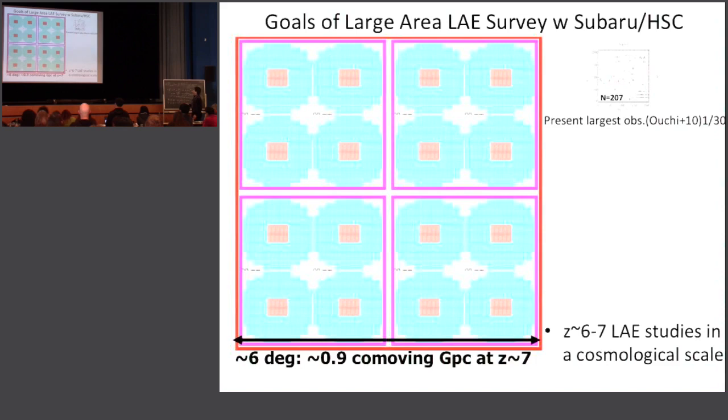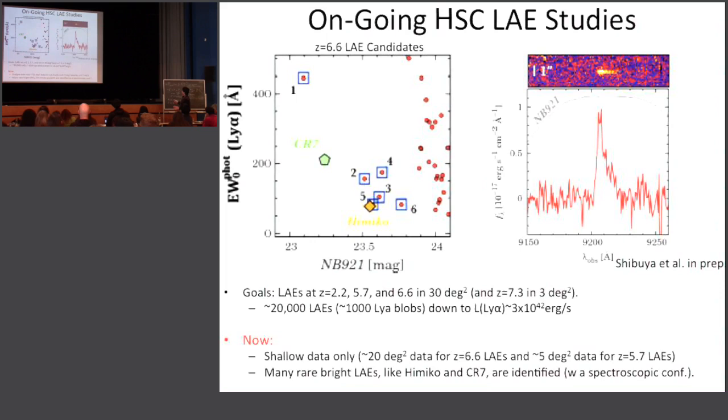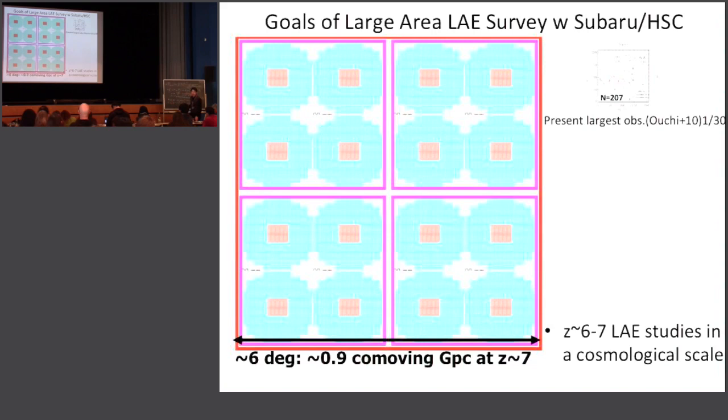And this Lyman-alpha emitter survey is not only for identifying rare, interesting populations, but also for having great statistics. This shows the total area of the 30 square degree survey, and if you place everything in a box, the size is about six degrees on a side, which corresponds to 0.9 comoving gigaparsecs. So using the narrow band technique, you can identify 20,000 Lyman-alpha emitters at redshift 6 to 7. And the great thing is that it is on a cosmological scale. So it is very impressive. You can do a cosmological scale survey using narrow band and HSC. And then you get a large amount of data.